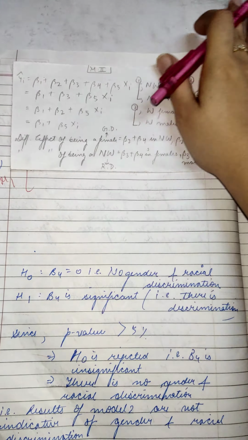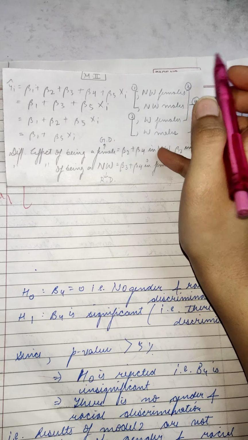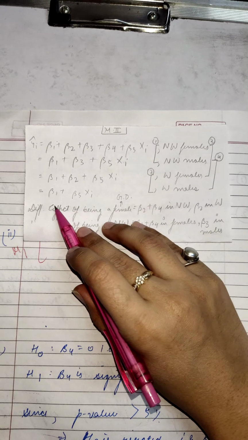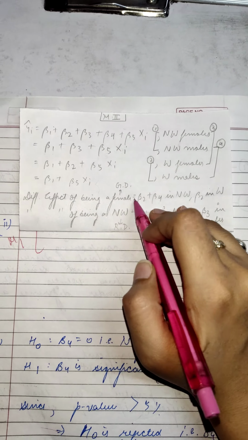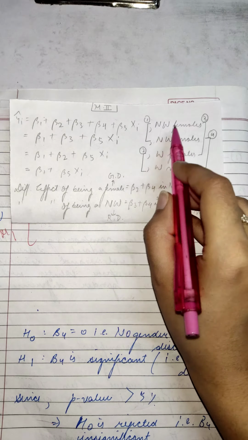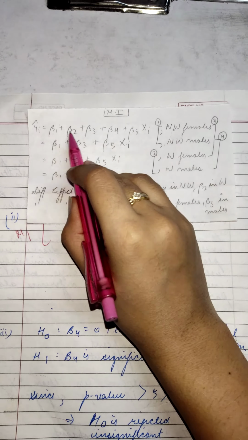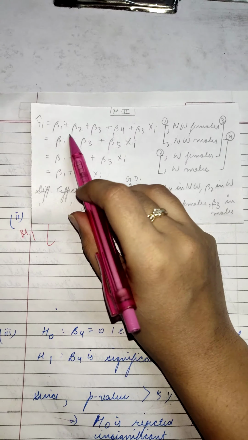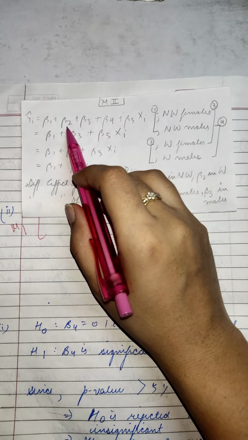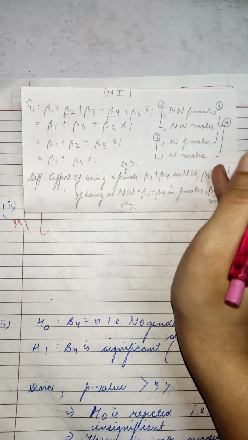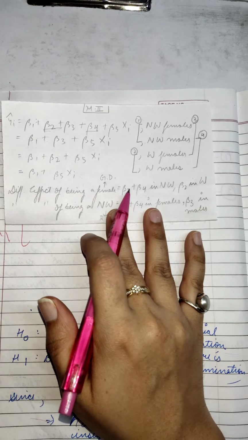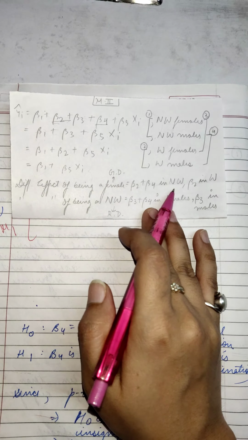Next, I'll interpret my multiplicative model, and again those 4 comparisons, 1, 2, 3 and 4. So the differential effect of being a female, let's talk about non-whites. So these are my non-whites, this is female, male. For the differential effect of being a female, I have beta 1, beta 2, beta 3, beta 4 here, so I have beta 2 and beta 4 extra. That means the differential effect of being a female is beta 2 plus beta 4 in non-whites.